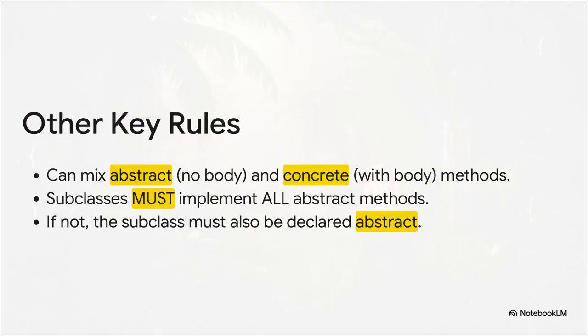All right, so a few other key rules to keep in mind. First, like we saw, these abstract classes can be a mix of fully coded methods and empty abstract ones. But here's the really important part. For any class that inherits from it, that new class, the subclass, must provide the code for all of the abstract methods. It has to fill in all the blanks. If it misses even one, then it's still considered incomplete, and guess what? That subclass has to be declared abstract too.